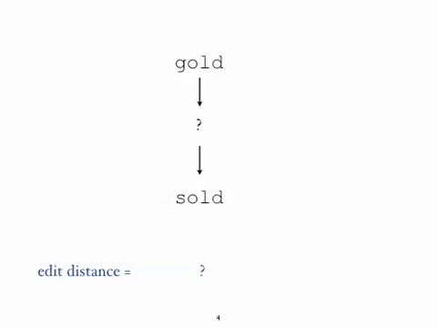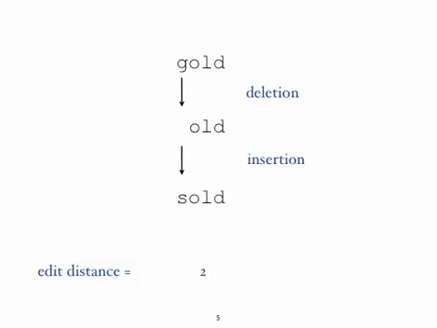Now, what if we wanted to change gold into sold? What would the edit distance be? Well, we could delete the G and go to old, and then insert an S from old to sold, and this would leave us with an edit distance of 2.